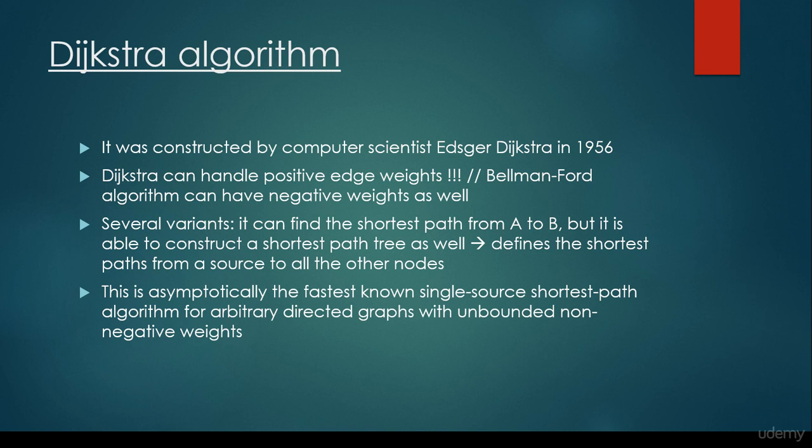What's the disadvantage? If the source has changed, for example, we have calculated how to get from Boston to New York, but if we are standing in Chicago, then we are not able to reuse this shortest path tree because the starting point has changed. So we can reuse the constructed shortest path tree, but if the source has changed, then of course we have to recalculate it. And this is asymptotically the fastest known single source shortest path algorithm for arbitrary directed graphs with unbounded non-negative weights.